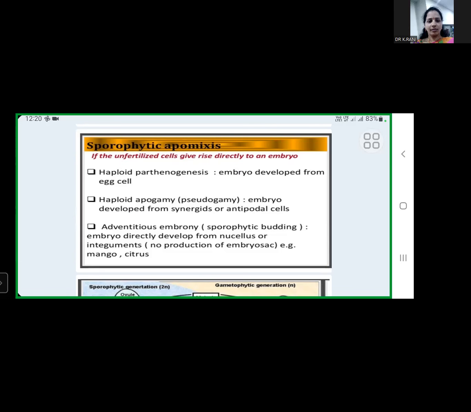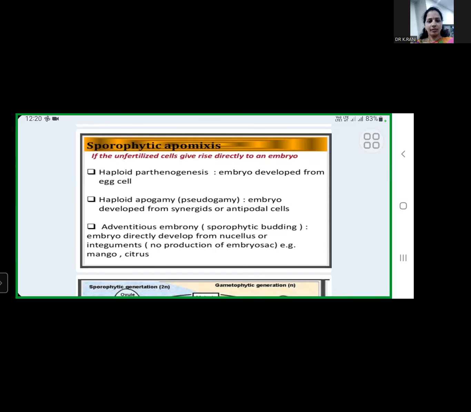In pseudogamy, the embryo develops from synergids or antipodal cells. We know that the ovule structure has 2 synergids, 1 egg cell, 3 antipodal cells, 2 polar nuclei, and diploid nucellus in the center. In that, the embryo develops from the 2 synergids or 3 antipodal cells, that is haploid apogamy, which is nothing but pseudogamy.